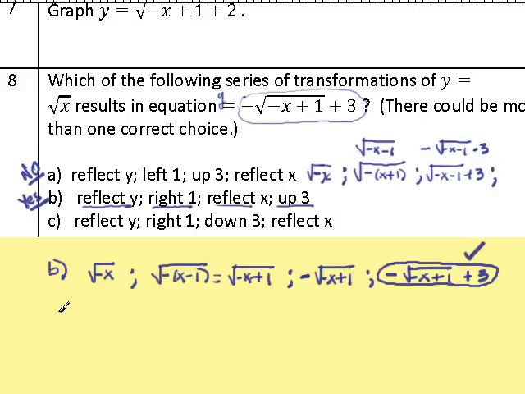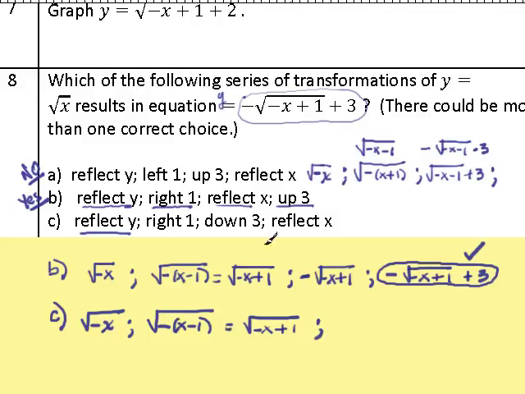All right, let's try C. It says there could be more than one correct choice, so let's try C. Reflect y, replace x with minus x. Right 1, replace x with x minus 1. Don't forget parentheses. Down 3, that is subtract 3.